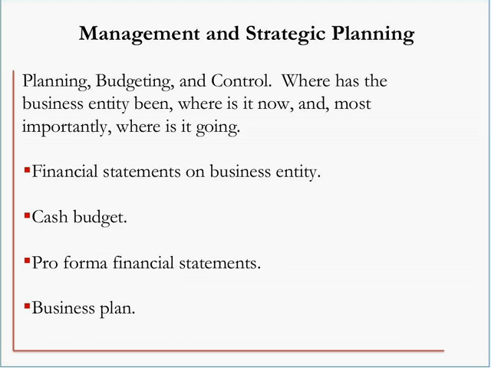The next slide I have here is on management and strategic planning, budgeting, and control. Where has the business entity been? Where is it now? And most important, where is it going? First thing I would like to look at is financial statements on the business entity. I will discuss that in a couple of slides. Same with the cash budget. It's also known as checkbook accounting. I will discuss that in a few minutes.